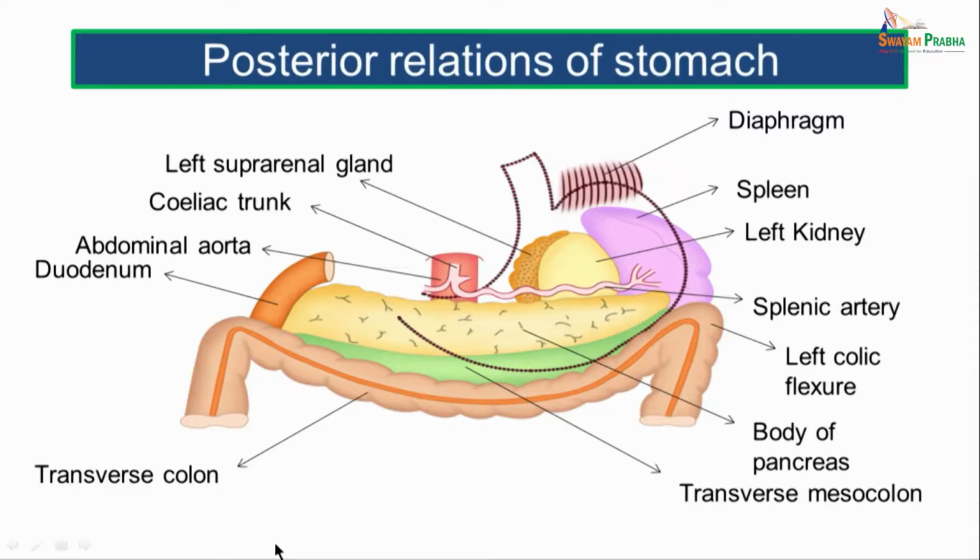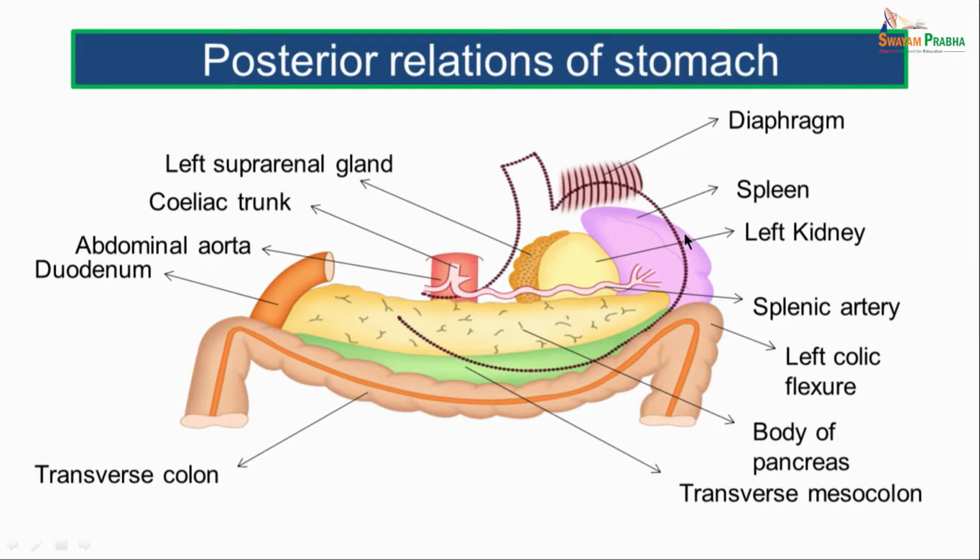This picture shows us the structures which form the stomach bed or the posterior relations of the stomach. It includes the diaphragm, the left kidney, the left suprarenal gland, the splenic vessels, the pancreas, the transverse mesocolon and the transverse colon. All these structures which are there just behind the omental bursa form the stomach bed.